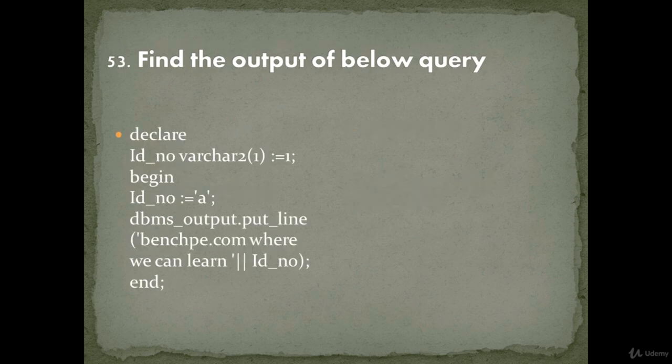Hi friends, question number 53. Find the output of below query. Declare id number is a variable with data type varchar2, in which we will give value 1. Now we will see the execution block inside begin and end. Begin, id number equal to a. Remember, id number is a variable with data type varchar2, so we can give a number as well as a string or character also. Then dbms_output.put_line('benchmark.com where we can learn' concatenate id number), end. Think for a minute what will be the output of this query. Think for 2 seconds. Okay, we will see next what will be the output.